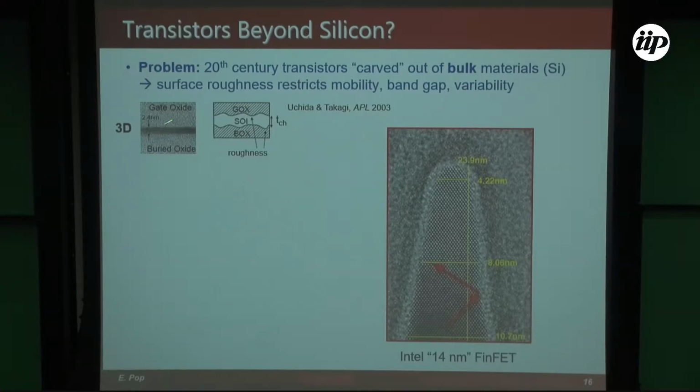But the problem is when you scale these things down, and these are beautiful images. This is some earlier work done by Uchida and Takagi, I think when they were still at Toshiba, showing transport in very, very thin silicon channels. This is like trying to make silicon 2D effectively, right? Before there was silicene or whatever, silicane. This is a 2.4 nanometer thin silicon film.